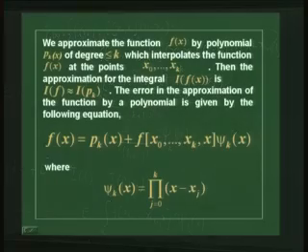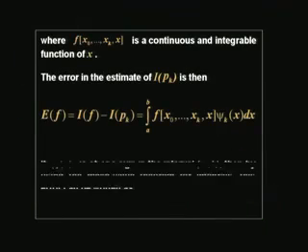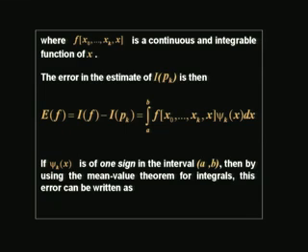Okay, so given that, we can write down the error estimate in this form: I of f minus I of p_k as this integral. Right. So assuming that f is a continuous and integrable function of x, and that is important, assuming that it is continuous and integrable in this interval, we can write the error term as that.